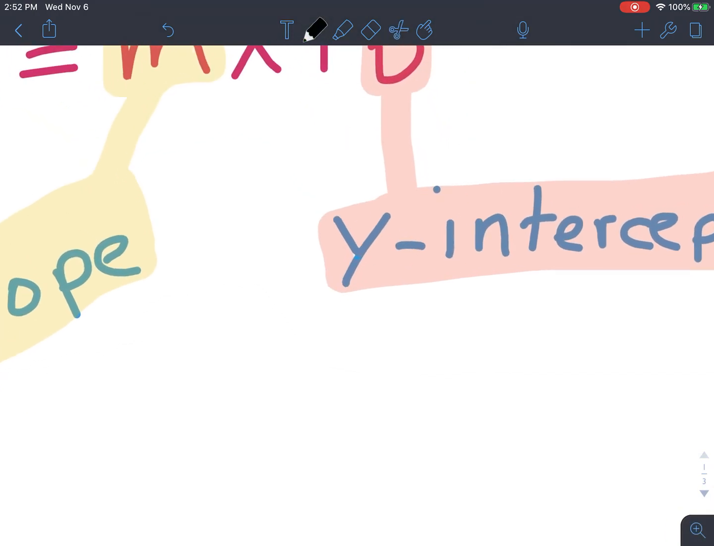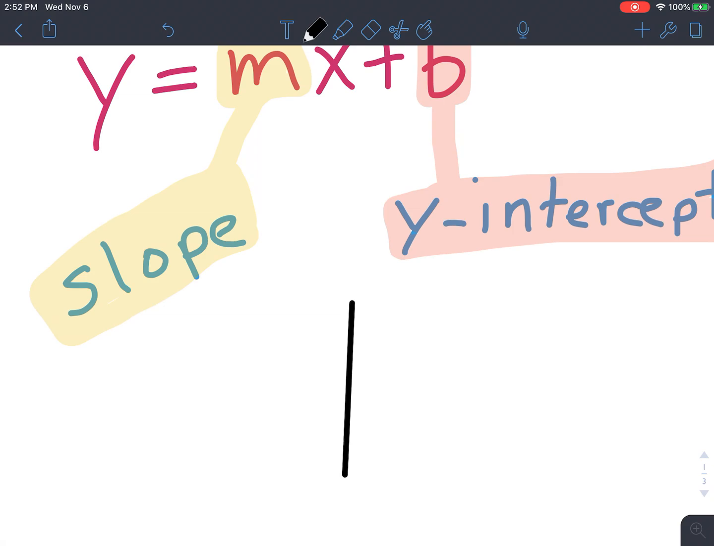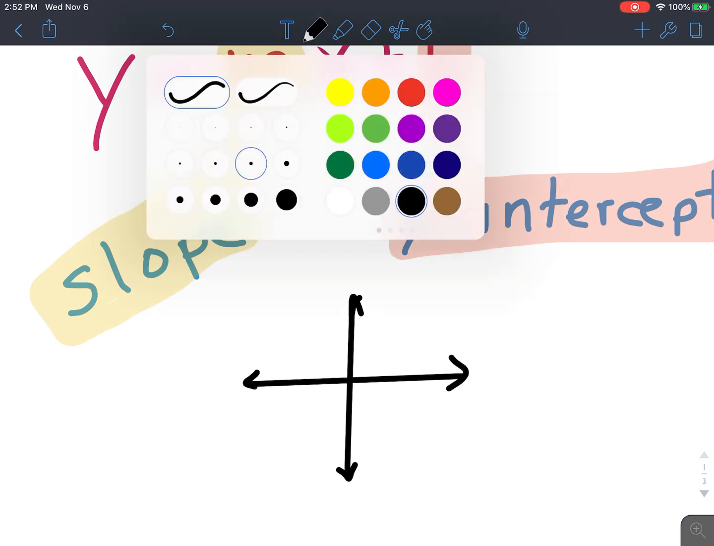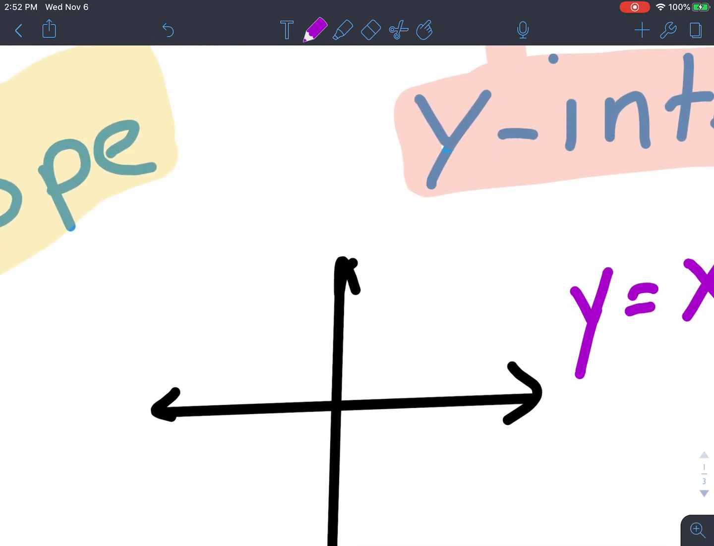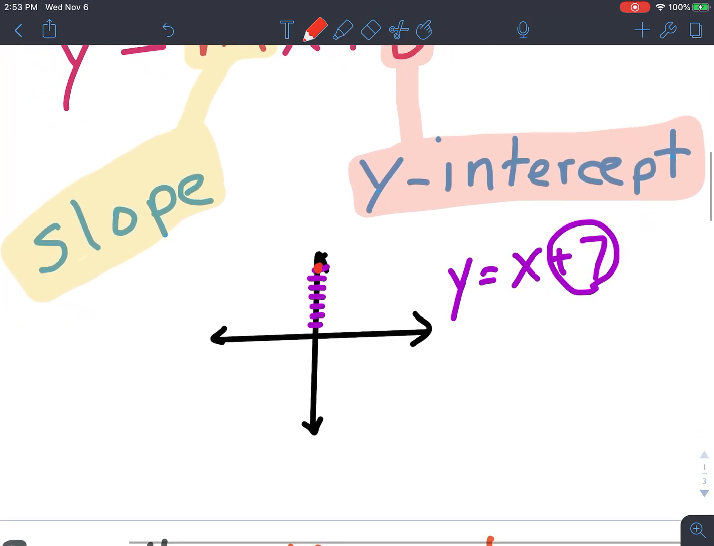So if we had a coordinate plane that looks like this, and you had an equation like, let's just say, y equals x plus 7, this would be in slope-intercept form. The m would be 1 because you have 1x. The b would be a positive 7. That means your line is going to cross up here at 1, 2, 3, 4, 5, 6, 7. Right at positive 7 on the y-axis is where that line is going to cross.